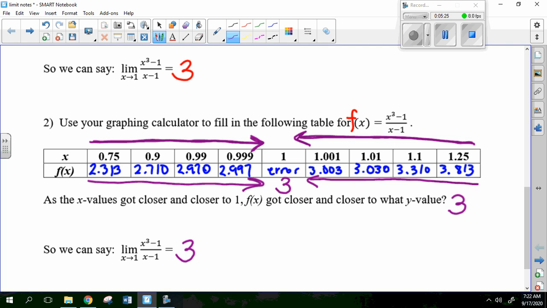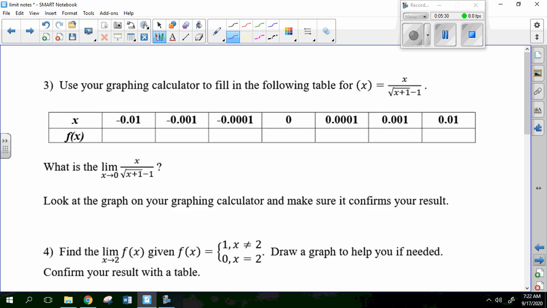Then on the next page, we have another one. I changed the function. I don't know why my f is not showing up, because it's definitely on my paper. But again, this is where you're going to practice with your calculator. So I'm going to put it on pause and fill in all those values real quick.